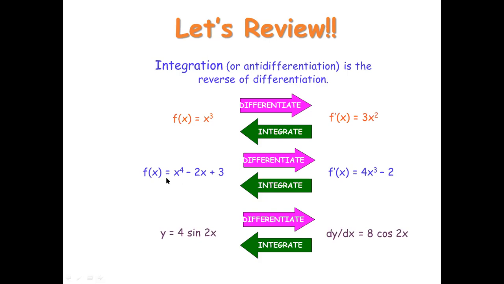It's the same thing with x to the fourth minus 2x plus 3. When differentiated, it will be 4x cubed minus 2. If this one is integrated, it will give you this one. However, if you notice, you don't have that constant here, which is 3. So we will address that problem later. Okay, so if you differentiate 4 sine 2x, that would be 8 cosine of 2x. And if this one is integrated, you need the 2 here, so that would be 4 sine of 2x.